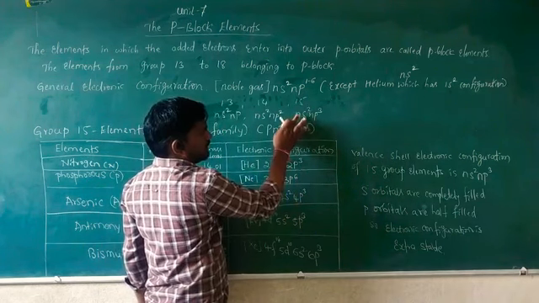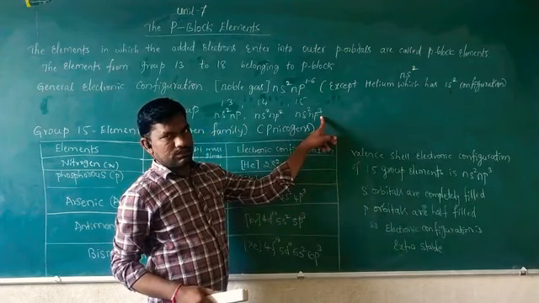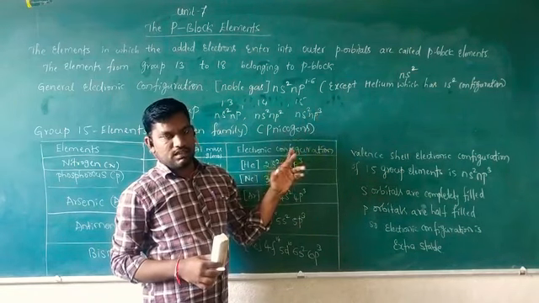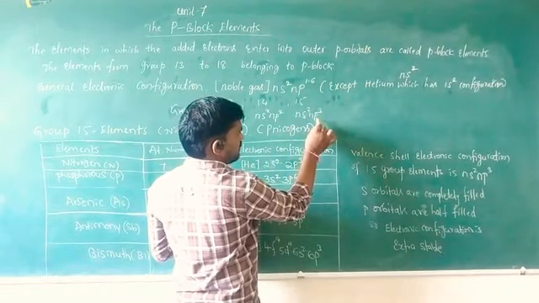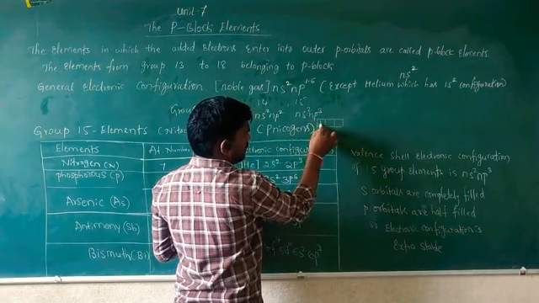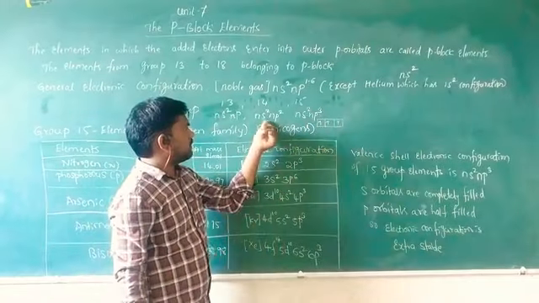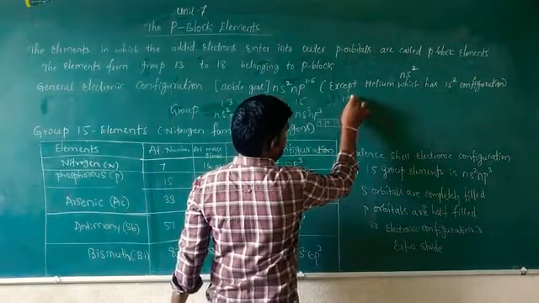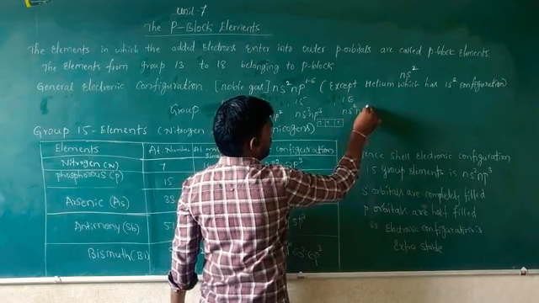For group 15, ns2 np3. Here the s orbital is completely filled and the p orbitals are half filled, because there are 3 p orbitals holding 3 electrons: 1, 2, 3. So it is more stable compared to groups 13 and 14. For group 16, the general electronic configuration is ns2 np4.